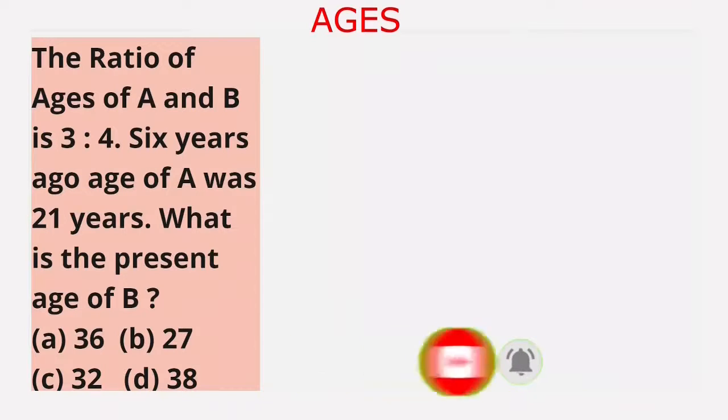This question is very easy question. It can be solved orally, as the age of A is 21 years 6 years ago. So the present age is 27 years and the ratio of A is 3, as 3 equal to 27, that is 1 equal to 9, and 9 times 4 is 36, and from the given options the answer is option A, 36 years.